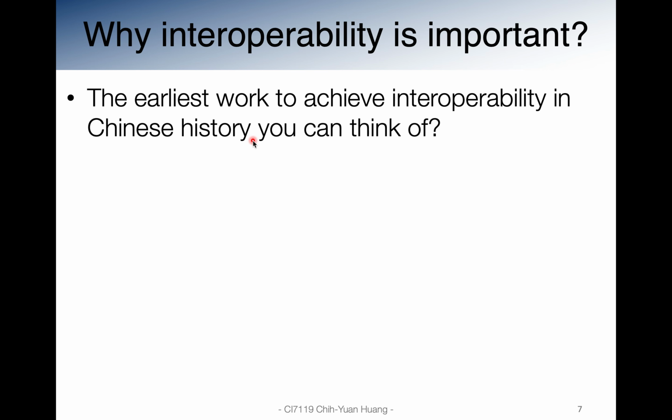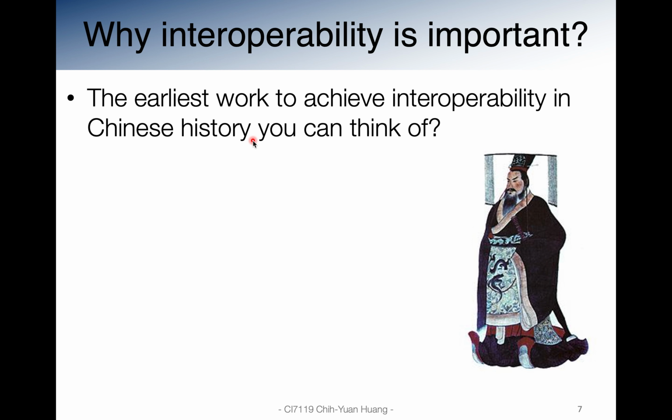Okay, so the answer, or you can say, in my personal opinion, the earliest work in Chinese history that tries to achieve interoperability that I can think of is by this emperor, and that is actually the Qing dynasty. So it's a very long time ago, but if you still remember history from your junior high school, then you should already have some idea about what this emperor has done in the past.